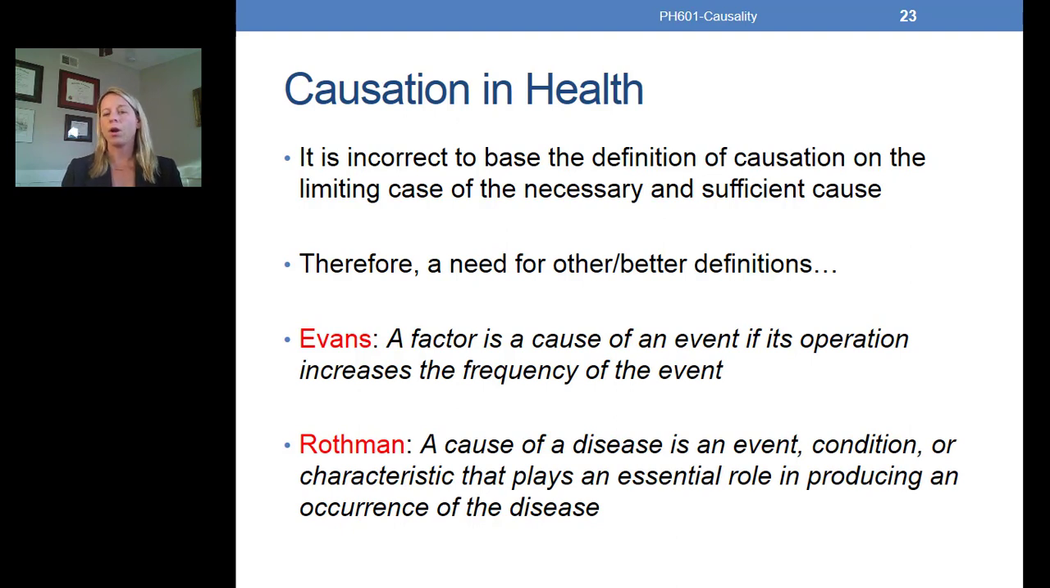Now, the key part of this is that he says an essential role, but we have to define what that means. So what is essential? And here you can imagine that the definition could vary across different disease states as well as different types of exposure, right? But I think the idea is moving toward a more specific definition of causation that isn't so absolute, like that necessary and sufficient criteria that we've been talking about.